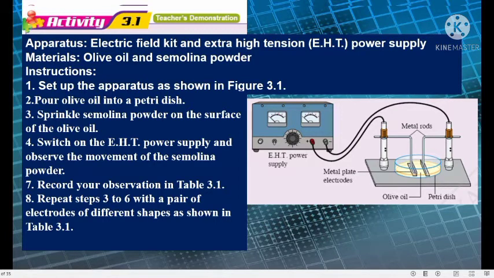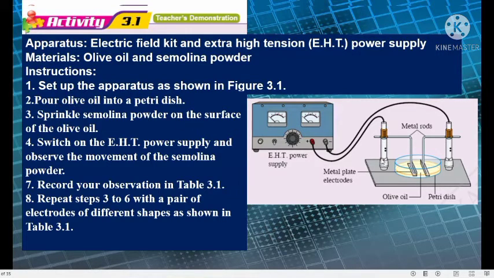Extra high tension power supply, 2000 volt up to 6000 volt. Materials required: olive oil and semolina powder. Instruction: set up apparatus as shown here.